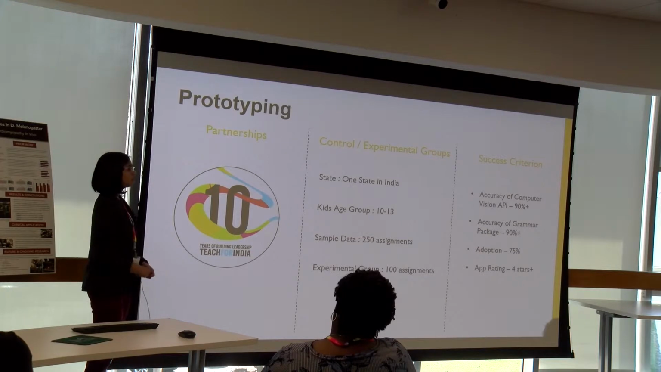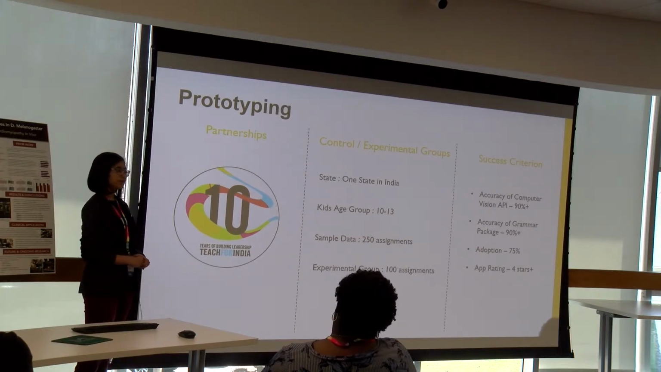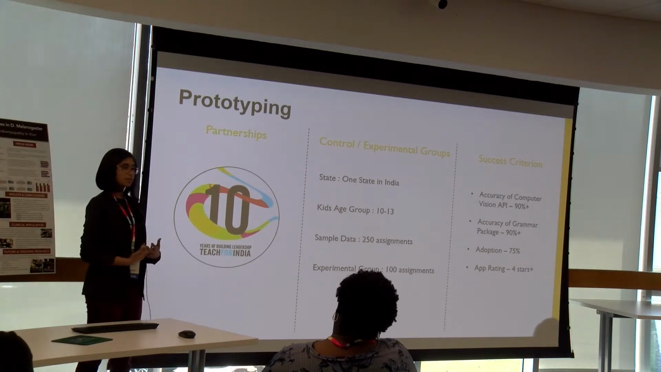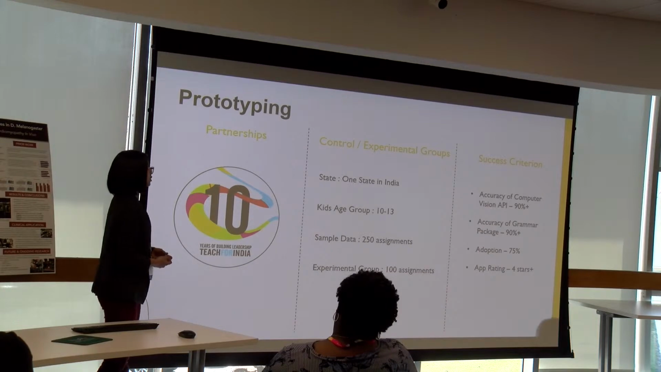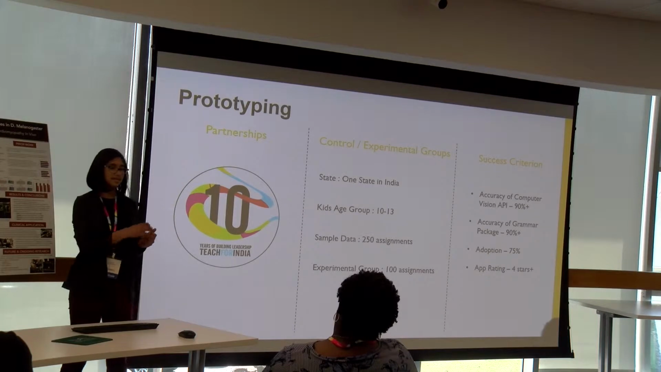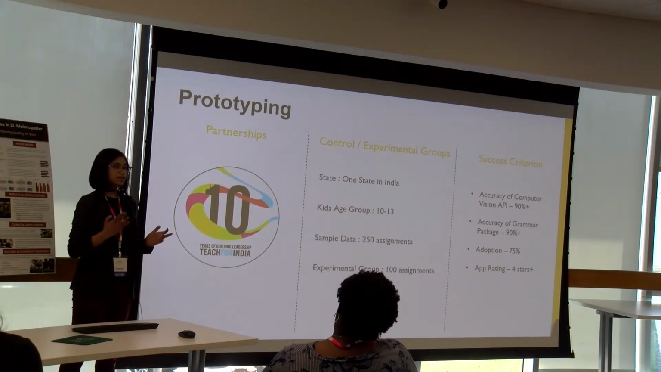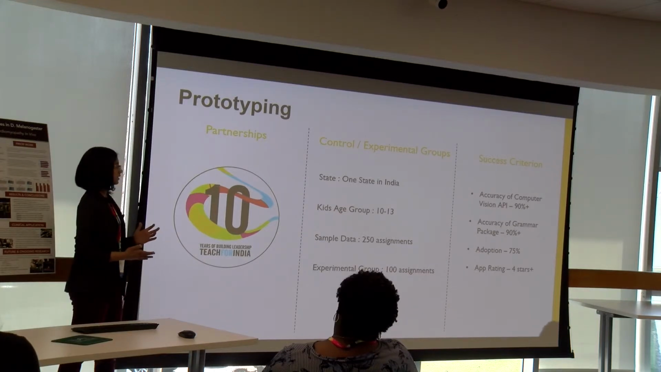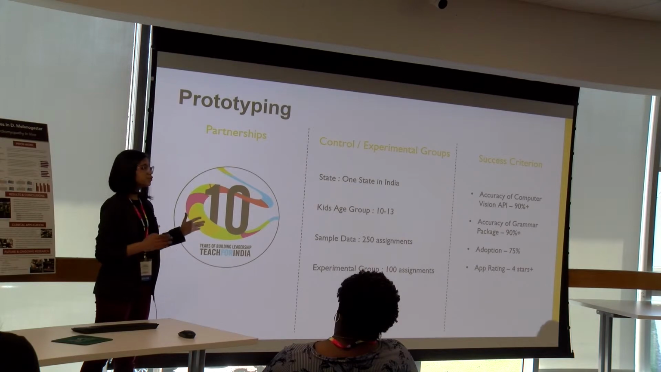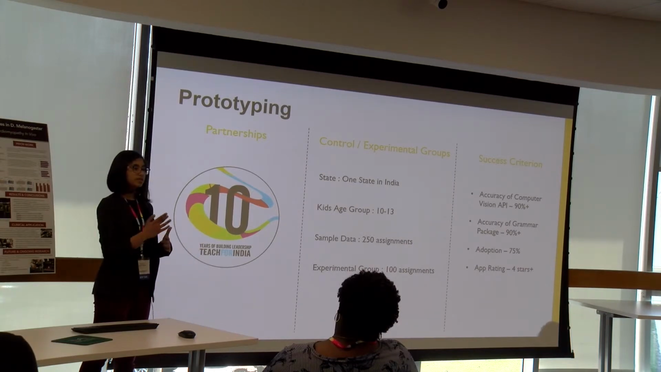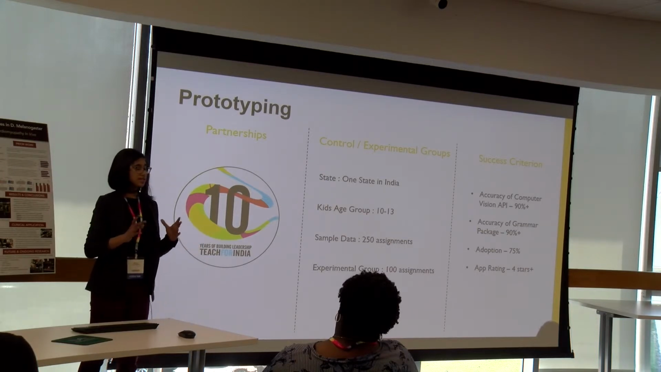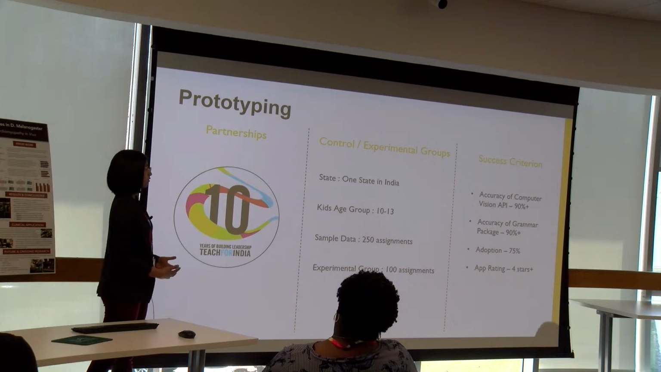So, prototyping. I partnered up with an NGO in India called Teach for India. I talked to one of their spokespersons and they're really interested in helping my project come to life. I picked a state in India and the age group of 10 to 13, because in that age group the children usually have stable handwriting, so it would be easier for my Vision API to recognize the text. Then I picked my sample data of 250 assignments. That data will be divided into testing data and the experimental group, to test the model for accuracy.